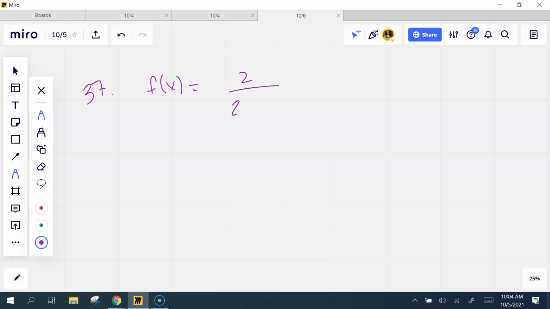2 over 2x squared minus x minus 3. So what I want to do is factor that bottom, right? Because I want to know where does this equal 0. So negative 3 times 2x is negative 6x squared. So what multiplies to negative 6x squared but adds to negative 1x? Negative 3 and 2. That's exactly right.